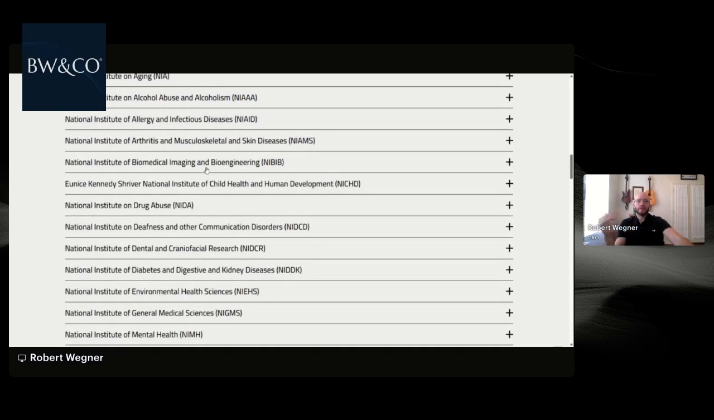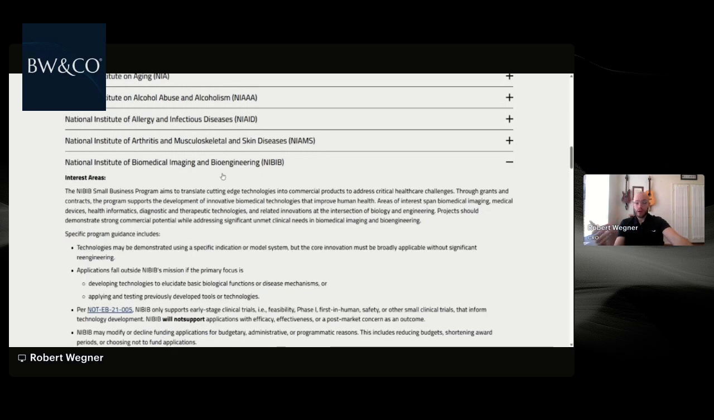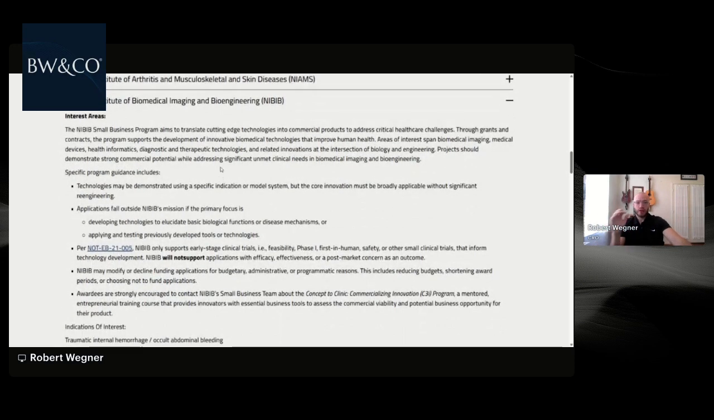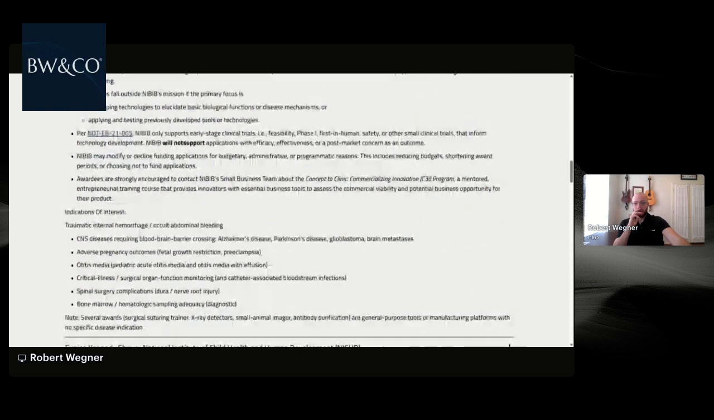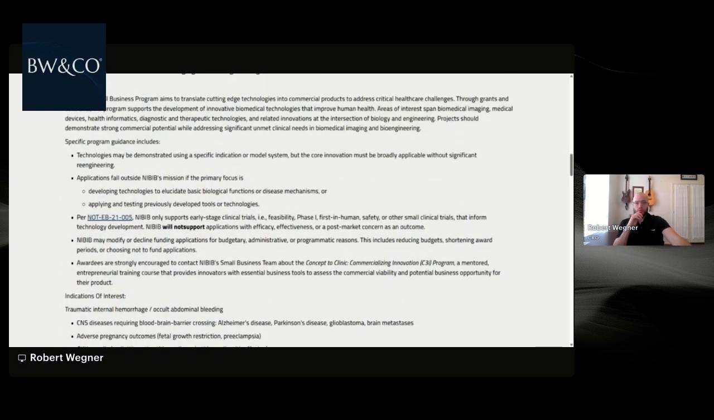NIBIB, I like to call it the NSF of the NIH. If you have a high risk deep tech solution that you're looking to translate into a medical application, this is the place to do it. It's incredibly competitive. They don't have a huge budget and they touch a lot of different areas, so they receive a lot of applications, but you'll see that this really is cutting edge.